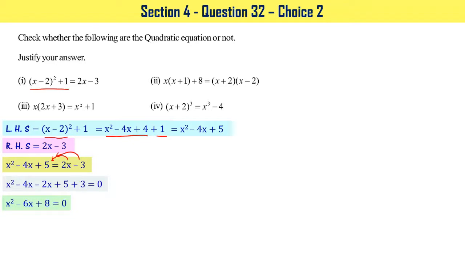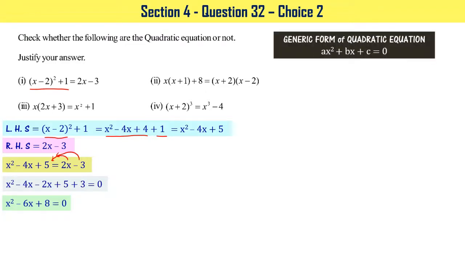We know that generic form of quadratic equation is ax square plus bx plus c equal to 0, right? X has got the power 2, or the degree of this particular equation is 2. That is why we say that it is a quadratic equation. So let me write it. X minus 2 whole square plus 1 equal to 2x minus 3 is a quadratic equation. So we are done with first part.